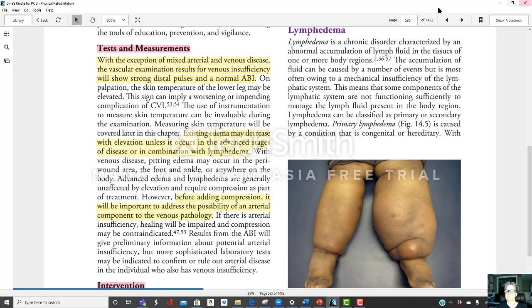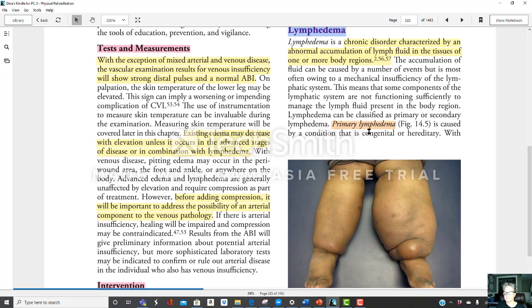or more body regions. The accumulation of fluid can be caused by a number of events, but is most often owing to a mechanical insufficiency of the lymphatic system. This means that some components of the lymphatic system are not functioning sufficiently to manage the lymph fluid present in the body region. Lymphedema can be classified as primary or secondary lymphedema.